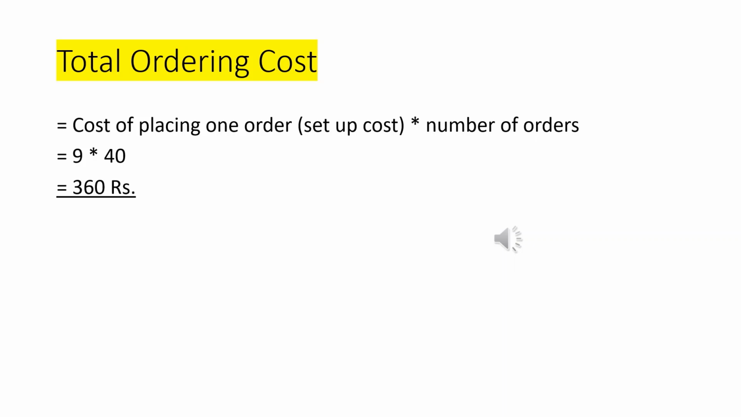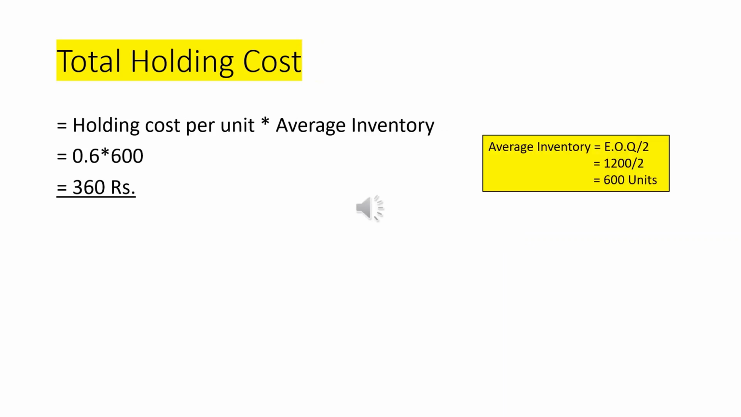We just calculated कि हमें साल भर में 40 orders करने की ज़रूरत है if we are following economic order quantity. So आप कितने ऑर्डर्स करते हैं एक साल में? 40. Cost of placing one order is 9 rupees. So total ordering cost comes to 360 rupees. Next is total holding cost. The formula for total holding cost is holding cost per unit, जो हमने second slide में calculate किया था by calculating 15% of 4 and it came to 0.6.